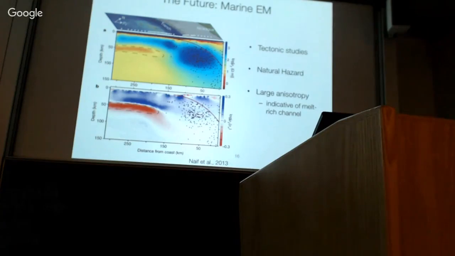Other things with marine EM are large-scale tectonics. So we've got subducting slabs that are going down, and you're interested in finding that resistivity structure. But the other thing that's playing more of a role is looking at anisotropy. We haven't talked about that, but electrical conductivity in this direction could be different than it is in that direction, and that can tell you something about how the grains are oriented and what's happening at a rheological level.